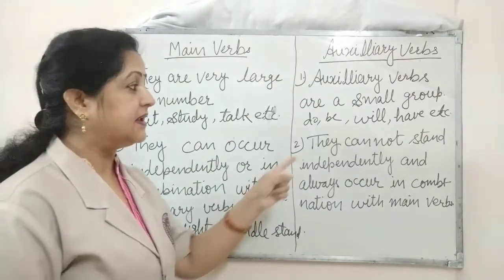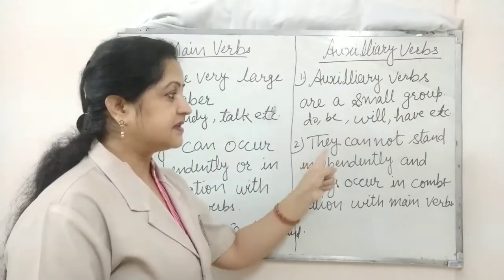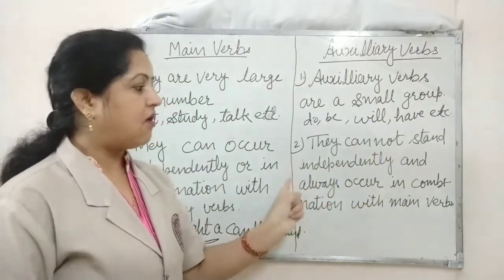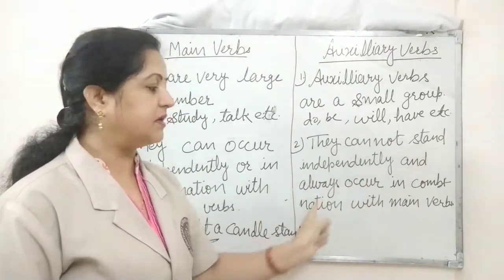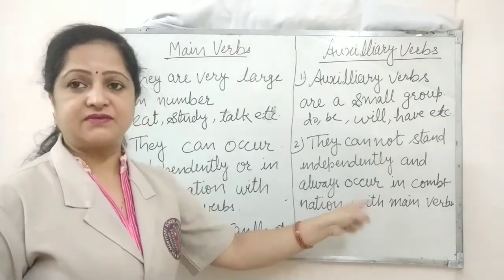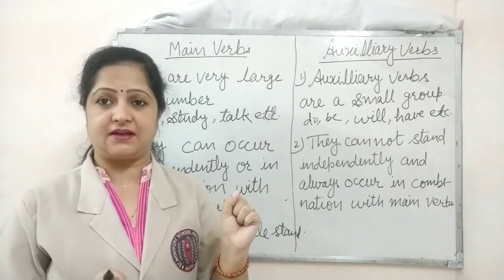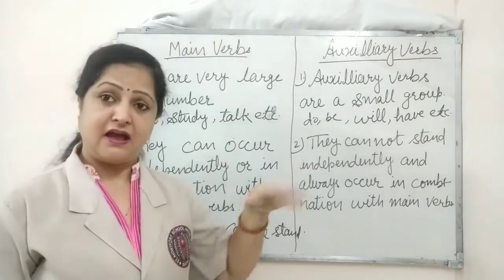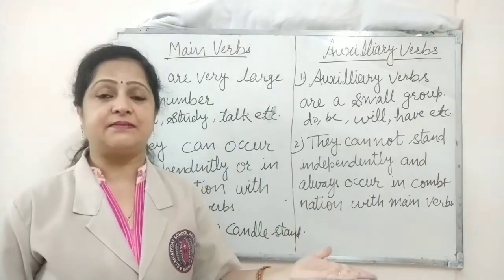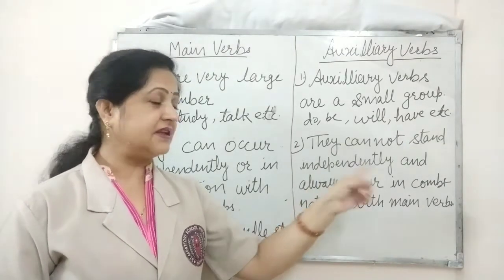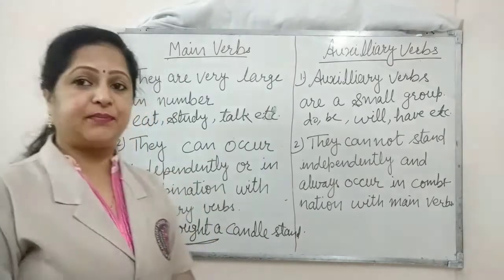Here it is given, auxiliary verbs cannot stand independently and always occur in combination with main verbs. So we can never use auxiliary verbs independently. Okay, one exception is there. After that, we'll read about that exception. So first let us complete this. Auxiliary verbs cannot stand independently.